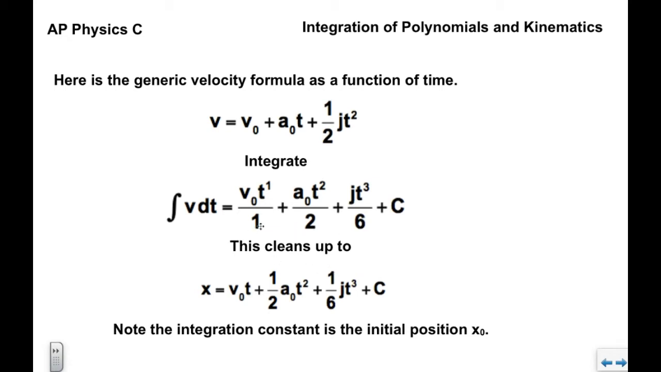Now we'll clean it up a little bit, and we end up with what is effectively the generic position formula. The integral of v dt gives us the position. We have v naught times t plus 1/2 a naught t squared. This should be pretty familiar. Plus the new 1/6 jt cubed term plus c. You know, in the generic position formula, we have an x naught. So that x naught, the initial position which you're frequently given, that's the constant of integration. So your x naught, your initial position, would be the c here.